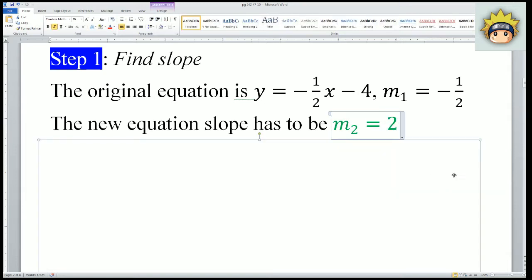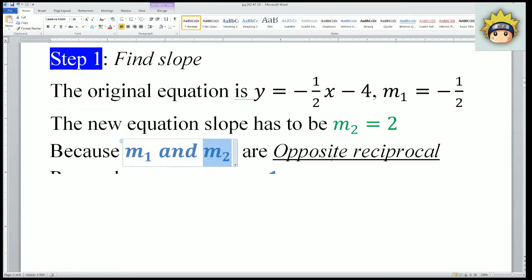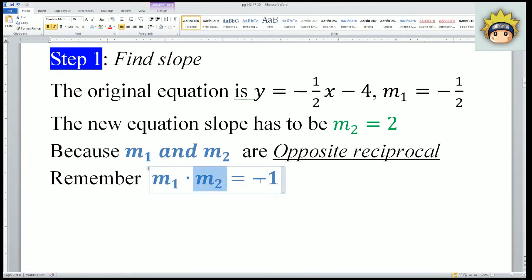How do I get that 2? Remember, m1 and m2 are opposite reciprocals of each other. That is the definition of perpendicular lines: their slopes are opposite reciprocals. How do I get it? Remember that m1 times m2 is going to be equal to -1.